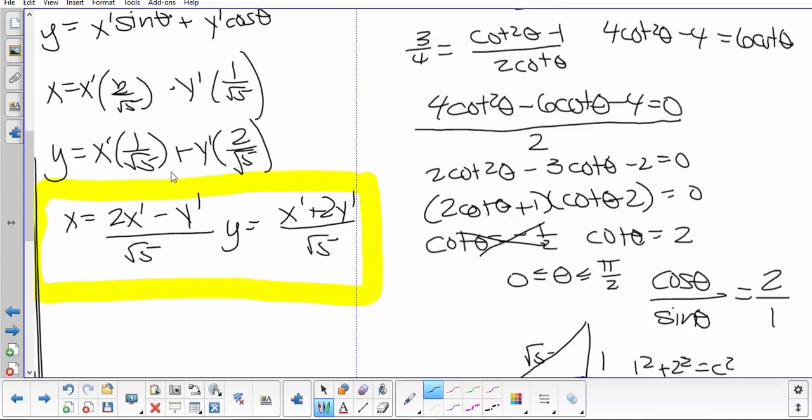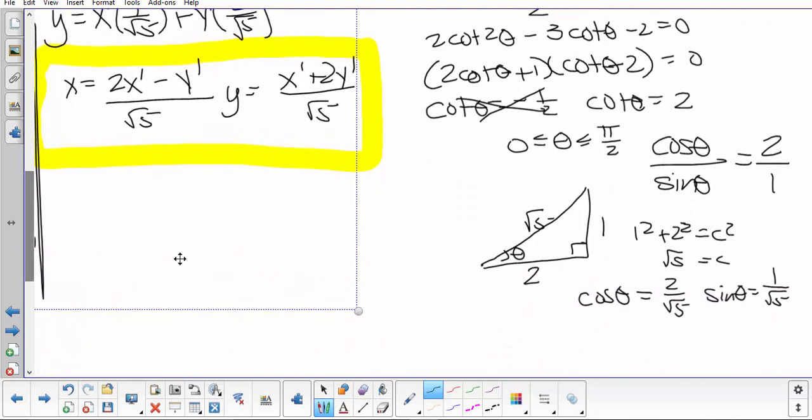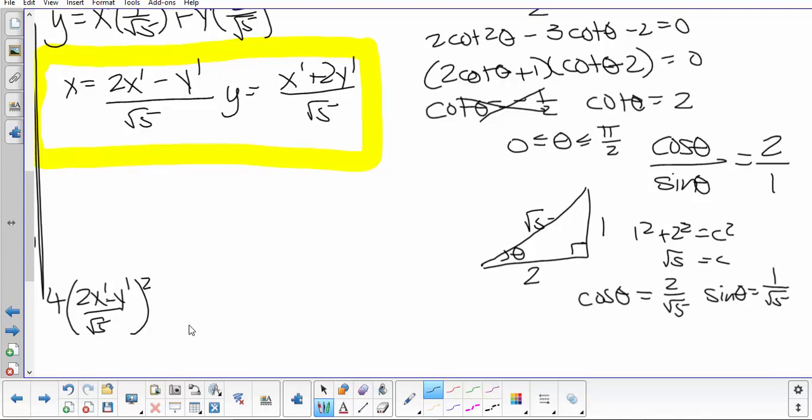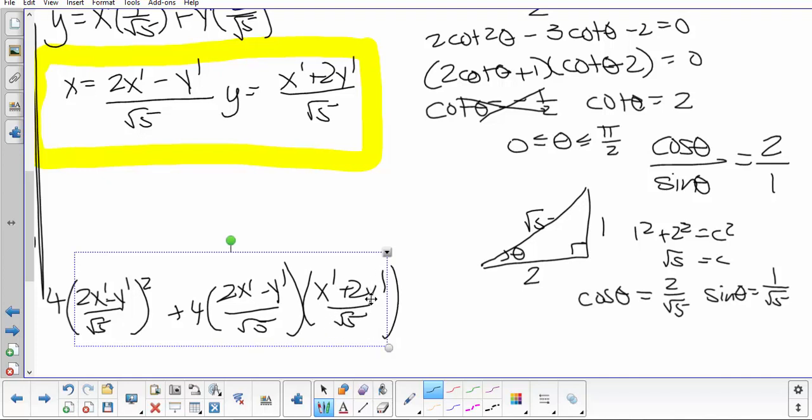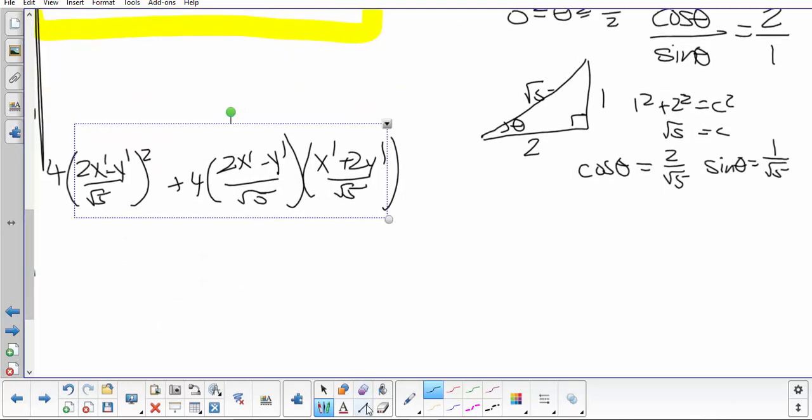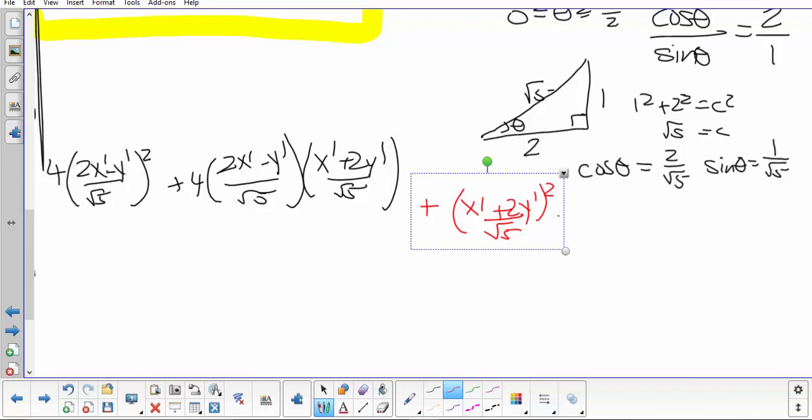Now that I have these equations for x and y, we're going to substitute them into our original equation and simplify. 4 times (2x' minus y') over root 5 squared, plus 4xy, so that'd be (2x' minus y') over root 5 times (x' plus 2y') over root 5, plus y squared, which would be (x' plus 2y') over root 5 squared, minus 2 root 5 times (2x' minus y') over root 5.